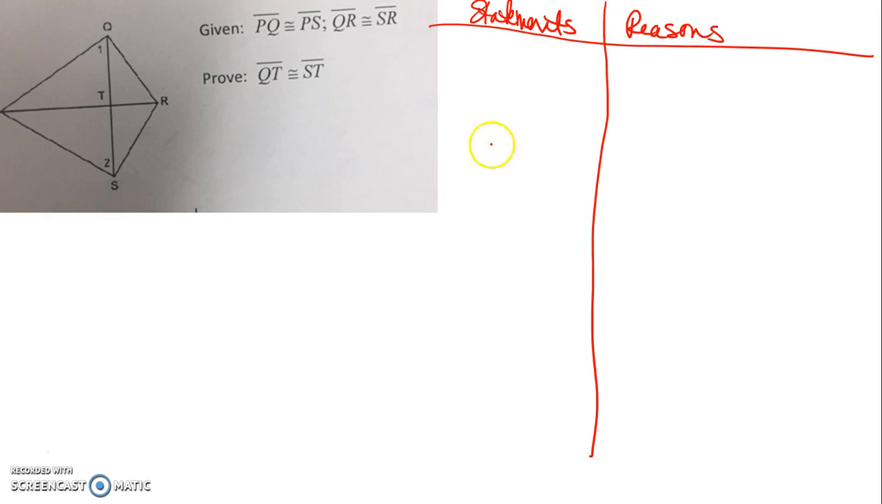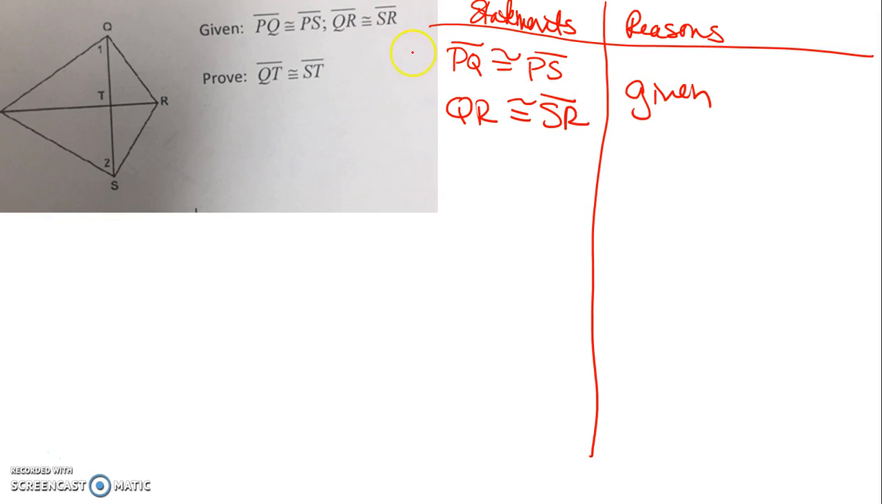First of all, I'm going to just go ahead and write down the givens, because before you even look at your picture, you love to do that. So PQ is congruent to PS, and QR is congruent to SR, and those are given. I should probably be labeling this 1 and 1.